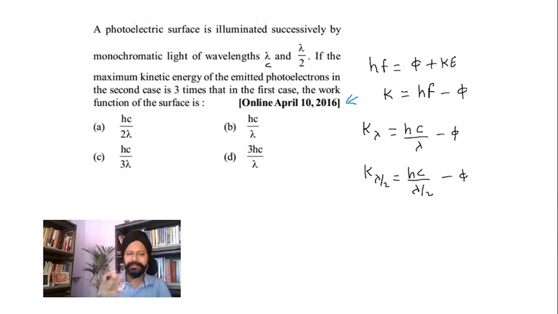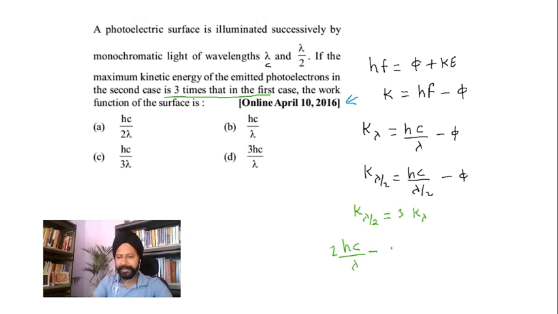Now what they have said is that the maximum kinetic energy of the photoelectrons in the second case is 3 times. So this sentence in English will be converted into mathematics. All they are saying is this energy is equal to 3 times the energy that was released earlier, because the wavelength is reducing, frequency is increasing, so kinetic energy is obviously increasing. This is the equation, just plug in. So on the left side hc by lambda by 2 becomes 2hc by lambda, minus 5 is equal to 3 times hc by lambda minus 5.